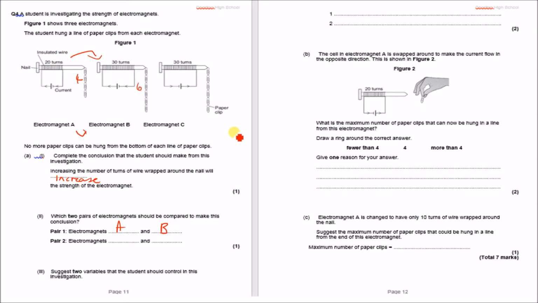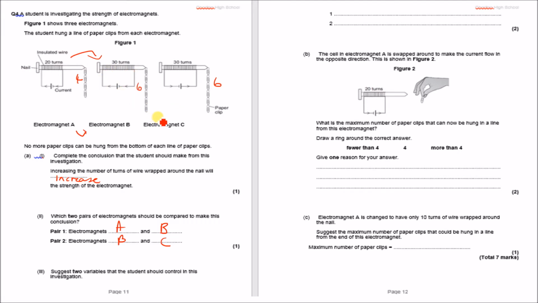And we should also be comparing B and C, because they have the same number of turns, therefore they should have the same number of paper clips, which they do. They're both 6. So if we get the same when the turns is the same and different when the turns is different, we know it's the turns that's having the effect. So by changing the independent variable, we've measured the dependent variable, which is the number of paper clips that is picked up.